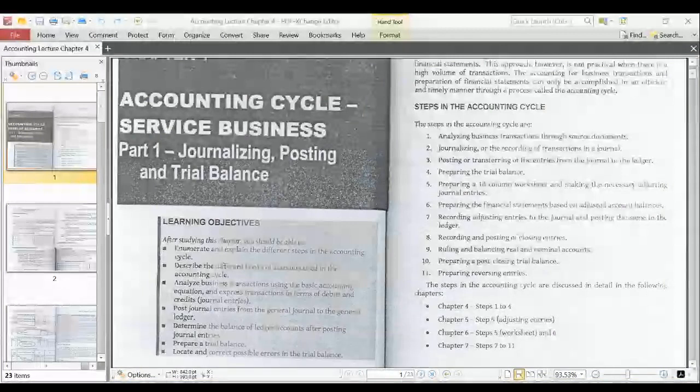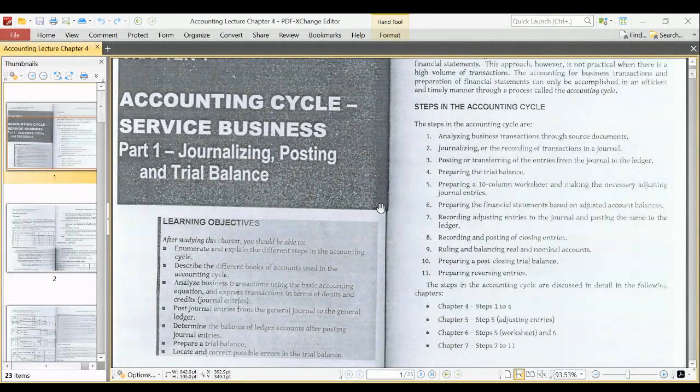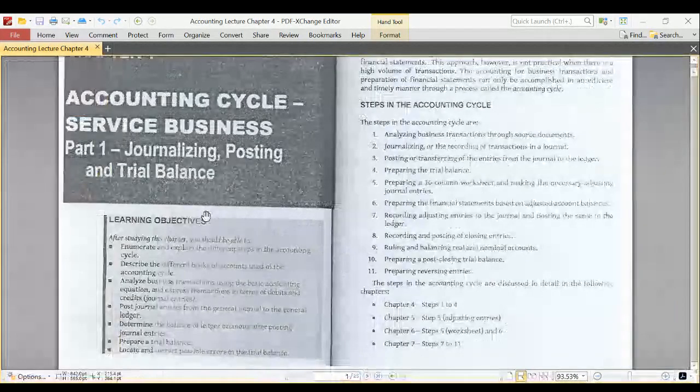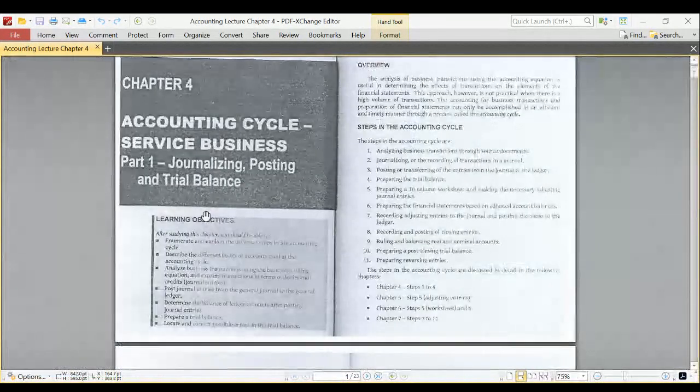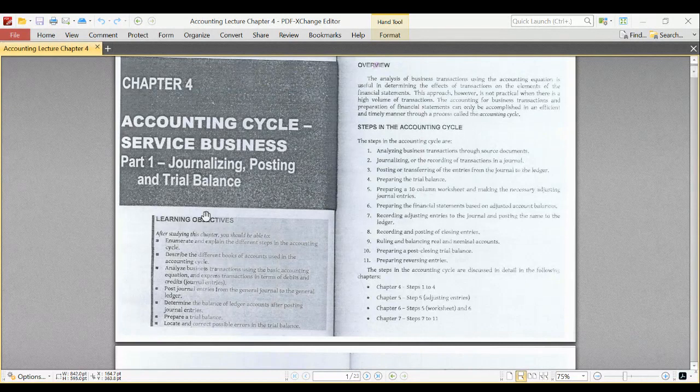Okay, so let's continue. We'll now be discussing chapter 4, the accounting business cycle. In chapter 4, we're going to discuss a portion of the business cycle. The accounting cycle of a business, particularly a service business, is composed of 11 steps.